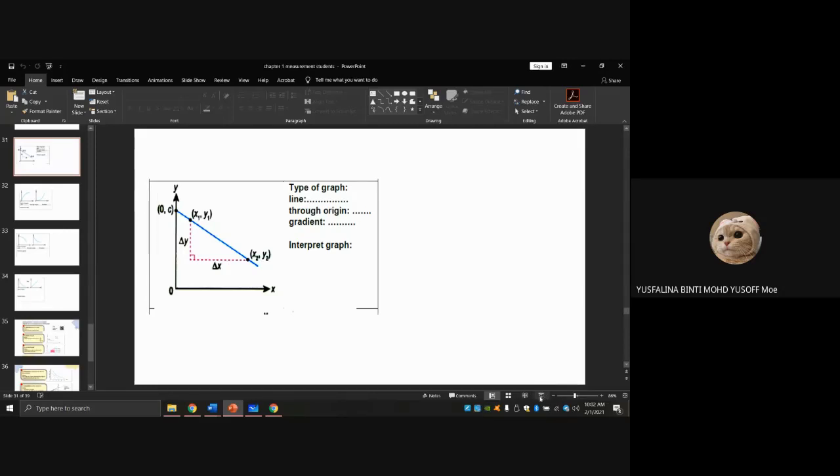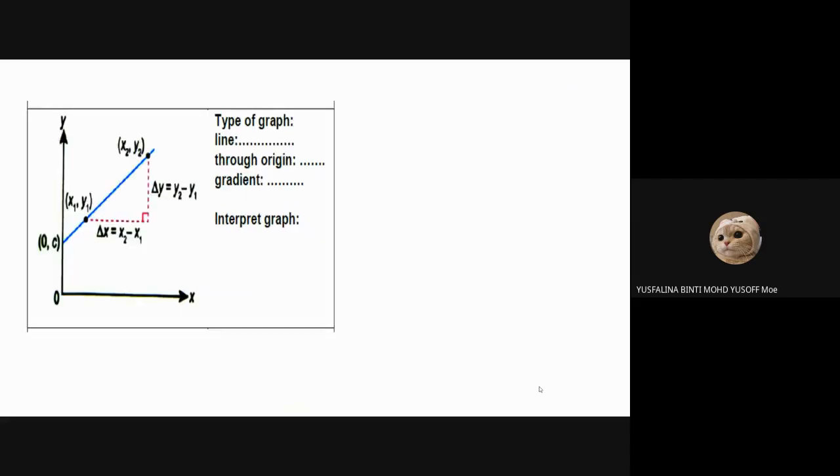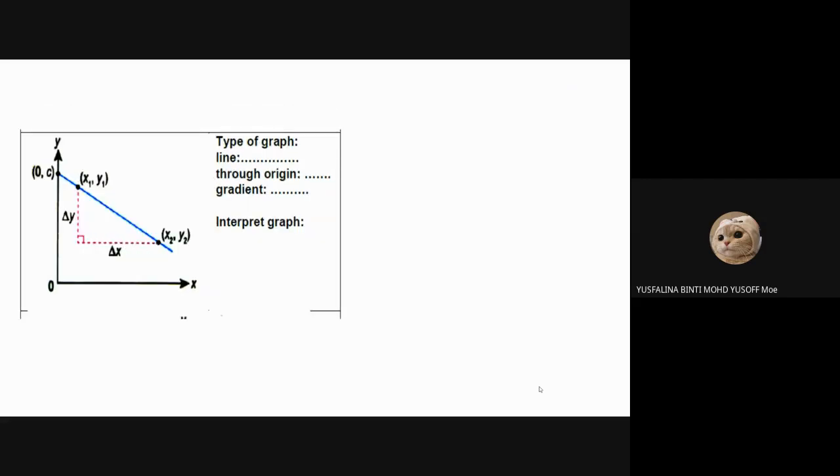I think we stop until here. This one I think I already finished. So, type of graph. This is the straight line graph. Does it pass through the origin? You can see it does not pass through the origin. If it passed through the origin, it would come from 0, 0 like this. So through origin: no.